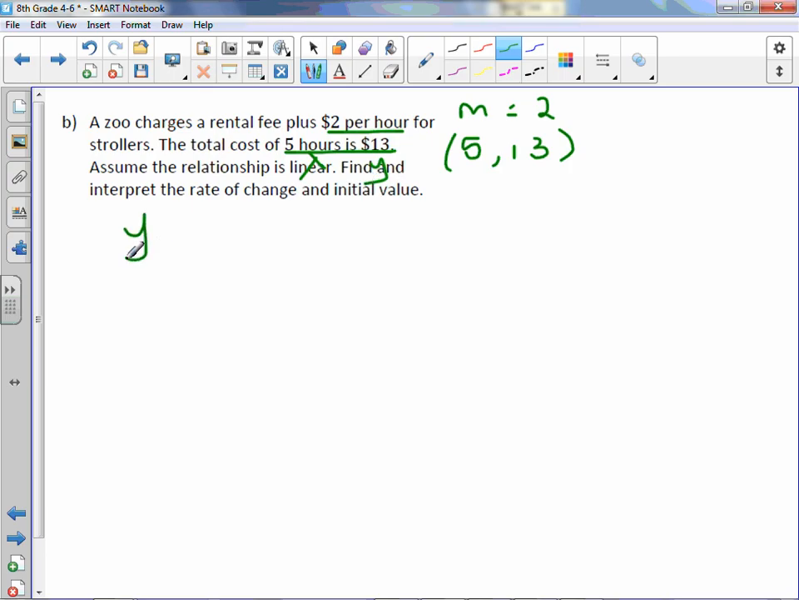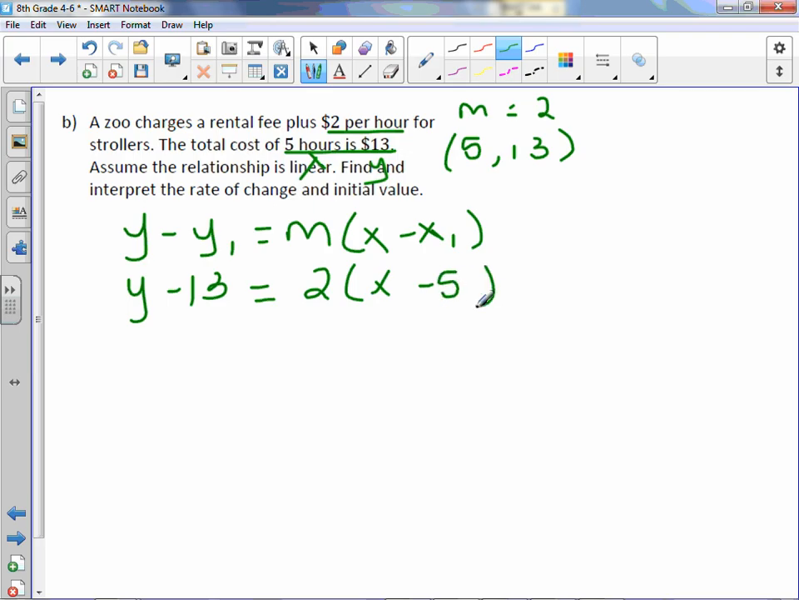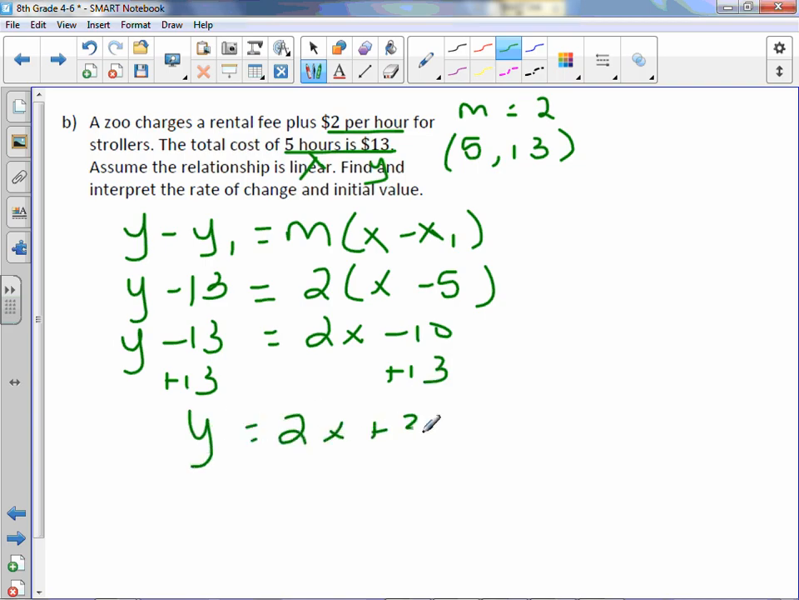So let's use our point-slope. y minus y1 equals m times x minus x1. y minus 13 equals 2 times x minus 5. Distribute. y minus 13 equals 2x minus 10. Add 13 to both sides. y equals 2x plus 3. So our y-intercept is 3.